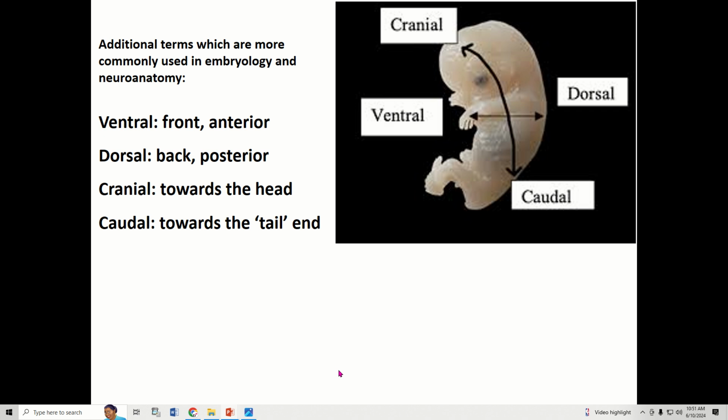In embryology, the directional terms are a little bit confusing. For example, this point, cranial. Anything towards the brain is known as the cranial. This is caudal or tail end. This is ventral surface. This is dorsal or back surface.